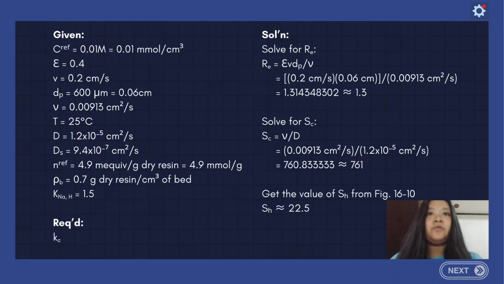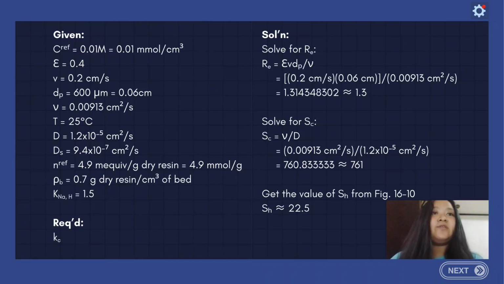For the solution, we must first solve the Reynolds number, which is equal to the superficial velocity times the diameter of the particle divided by the kinematic viscosity. Reynolds number is equal to 0.2 cm per second times 0.6 cm over 0.00913 cm squared per second, which is approximately 1.3. As you can see, it does not include the bed porosity as we are focusing on the external mass transfer and not the internal structure of the packed bed.